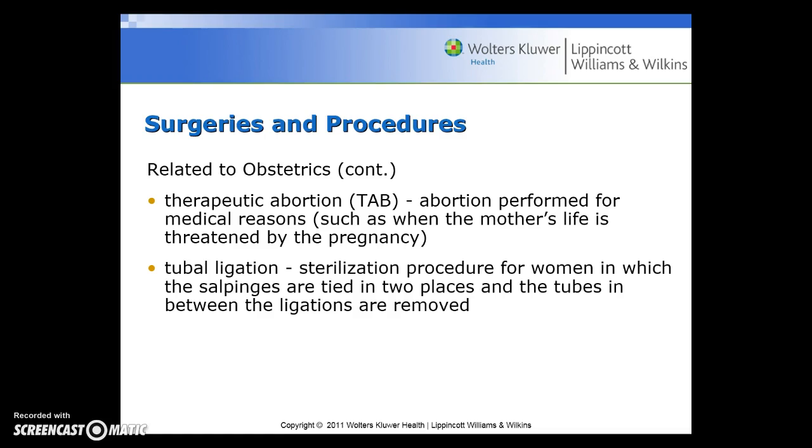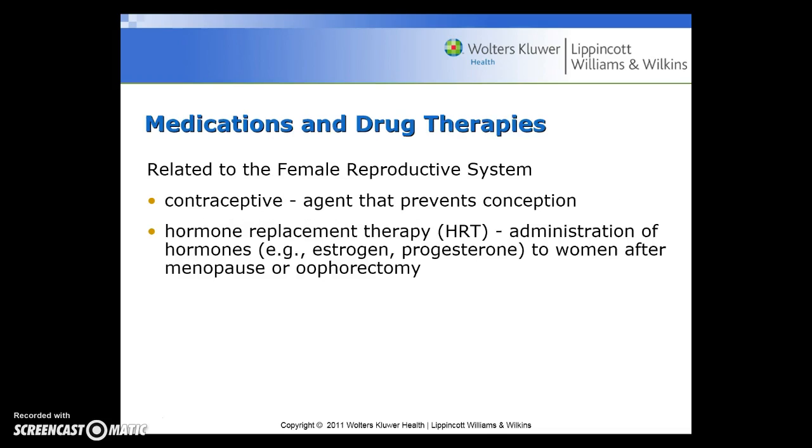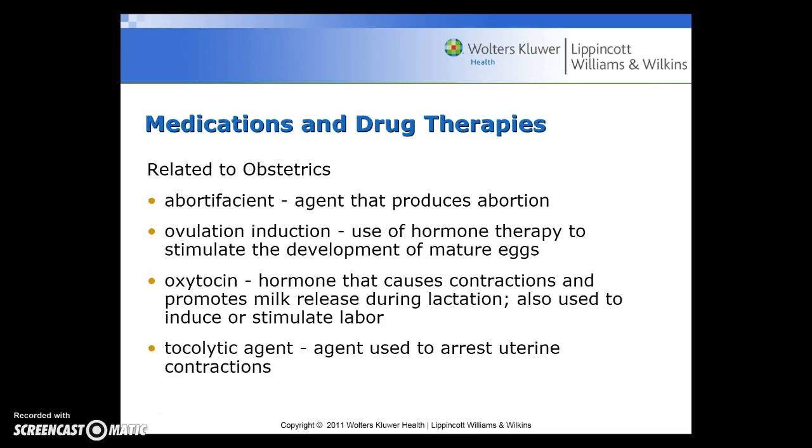Tubal ligation is the sterilization procedure for women in which the salpinges are tied in two places and the tubes in between the ligations are removed. Contraceptive is the agent that prevents conception. HRT is hormone replacement therapy, and that's the administration of hormones like estrogen or progesterone to women after menopause or an oophorectomy. An abortifacient is an agent that produces abortion.